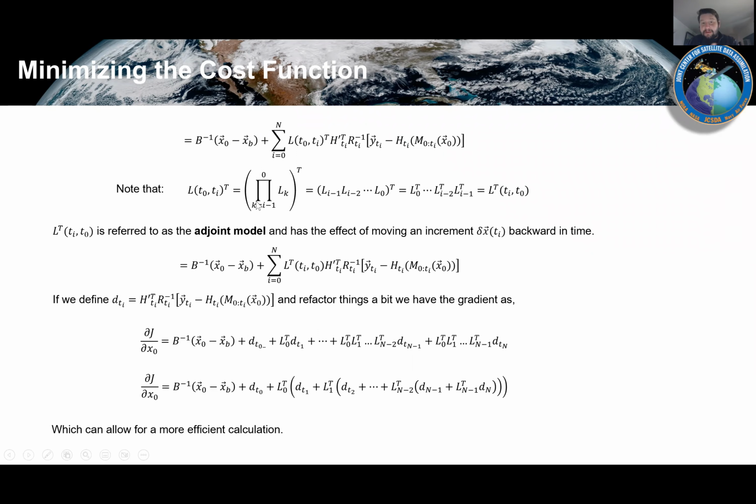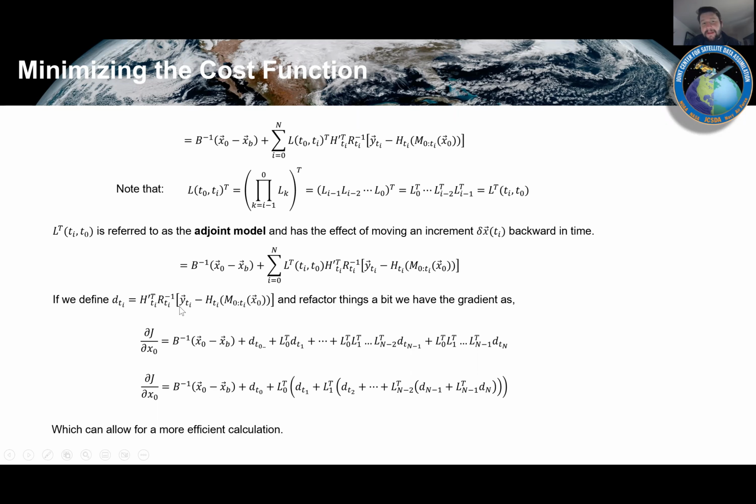So this object here is referred to as the adjoint model. And like I said, it has the effect of moving these increments backward in time. I'm sorry, this is a lot of factorization, but it makes the point of how important TLMs and adjoints are to 4D var.